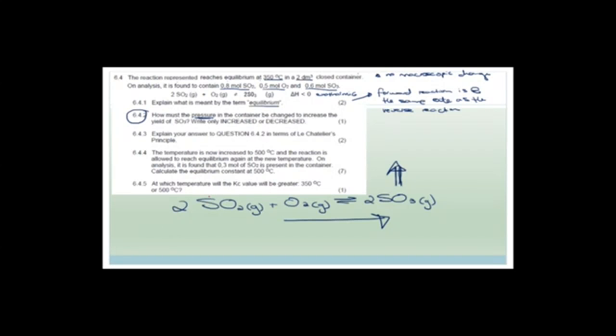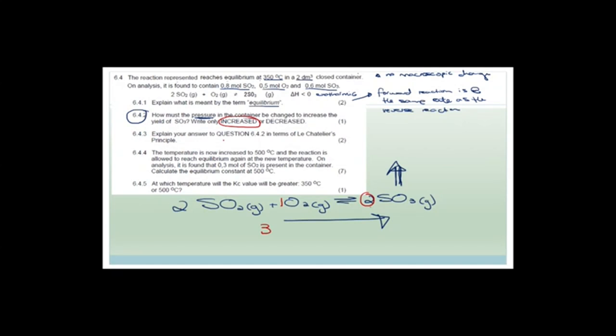So what we're going to do is count the number of moles on this side. 2 plus 1 is 3 moles on this side, and 2 moles on this side. So in order to go that way, what do we need to do? We need to somehow make our pressure favor the side with fewer moles. So we need to increase the pressure. We need to push it this way in order to make more SO3.